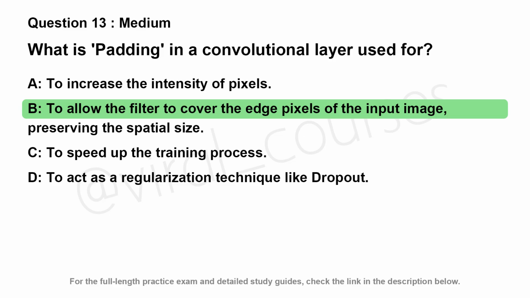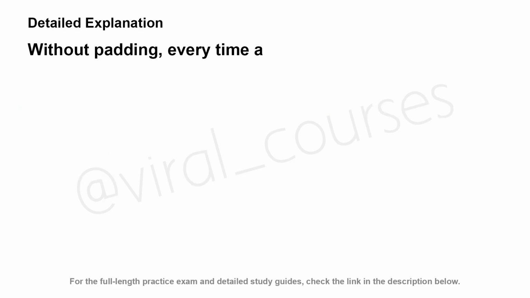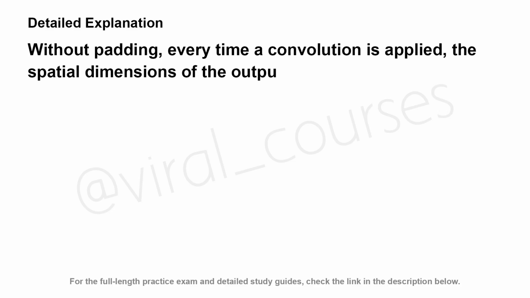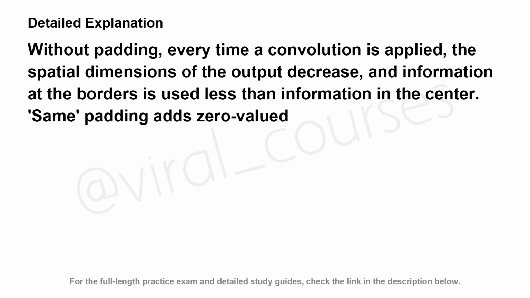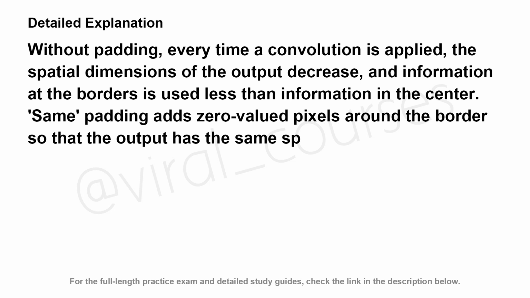The correct answer is B. Without padding, every time a convolution is applied, the spatial dimensions of the output decrease, and information at the borders is used less than information in the center. Same padding adds zero-valued pixels around the border so that the output has the same spatial dimensions as the input.